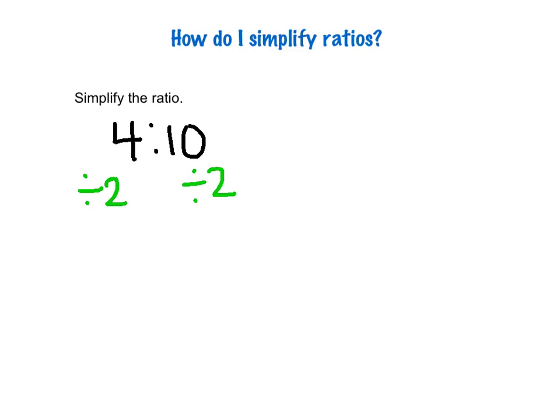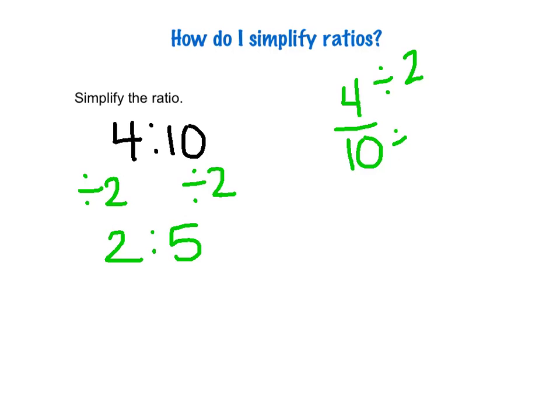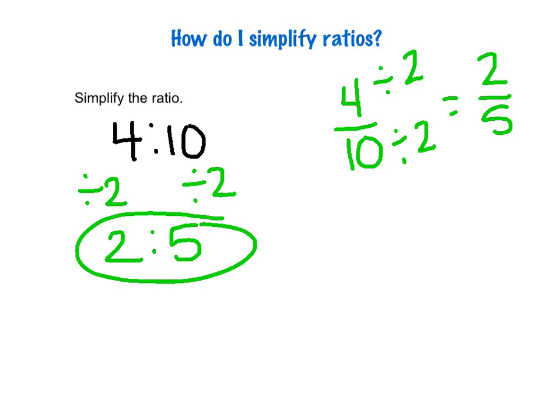So I say 4 divided by 2 is 2. 10 divided by 2 is 5. It's just like when we would simplify 4 tenths. I'd ask myself, well, what would go into 4 that would go into 10? And that answer is 2, leaving me with 2 fifths. So the simplified form of the ratio 4 to 10 is 2 to 5.